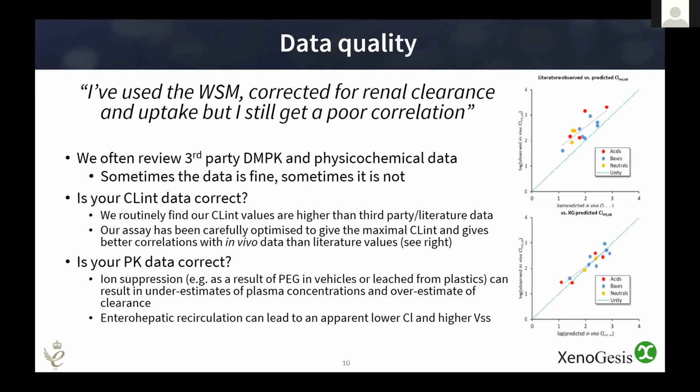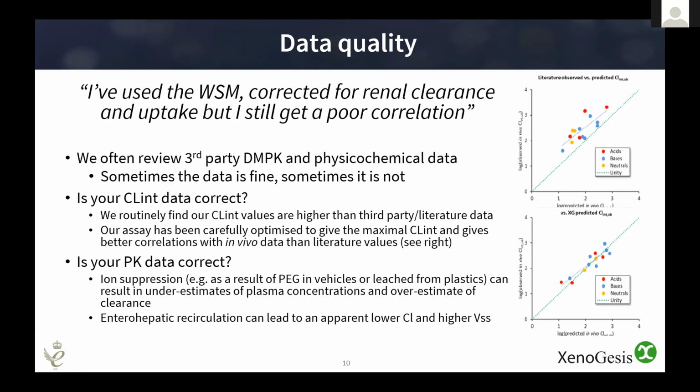So then a client might say, well, I've used the Wellstirred model, I've corrected for this renal clearance and uptake, but actually I still get a poor correlation. Now I just want to talk about data quality. So we often review third-party DMPK data and PhysChem. Sometimes the data is fine, very often it's fine actually, but sometimes it's absolutely not fine. And the first thing is the intrinsic clearance. That's the one experiment that we review time and time again is wrong, I would say, in our view.